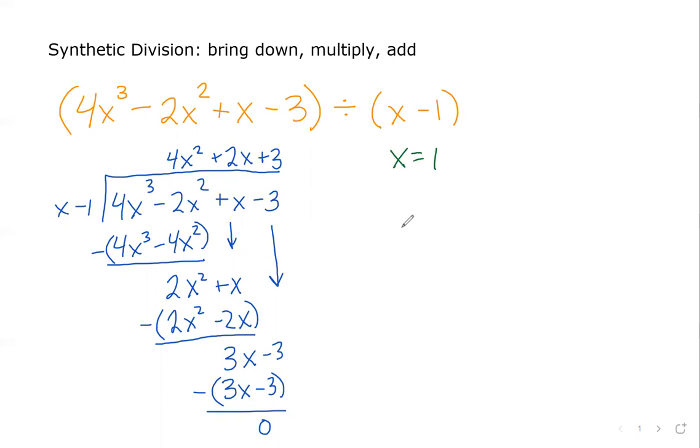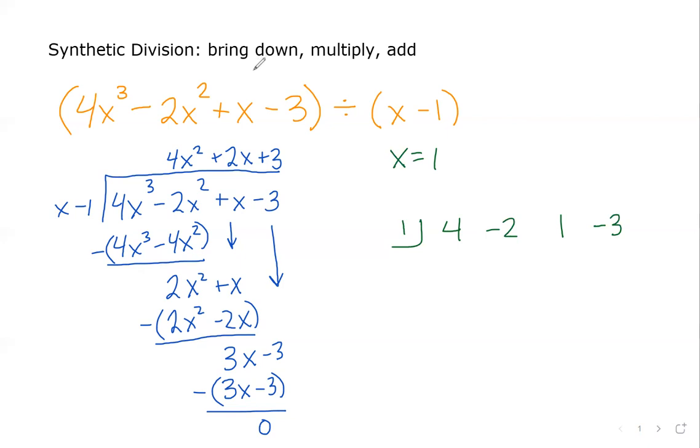This is just how it usually looks when people set it up. So that 1 is going to go in its own little box over here. In this space, I'm going to just list out the coefficients only, not the actual x's, just the coefficients. So I'm going to list out 4, negative 2, 1. So this is plus 1x and minus 3. We've got the root or the thing that goes with this factor, and we've got the coefficients listed out.